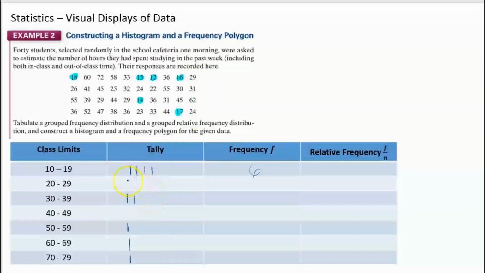29 fits in the 20s. 26 fits in the 20s. 41 fits in the 40s. Are you getting tired of this? 45 fits in the 40s. 25 fits in the 20s. 32 fits in the 30s. 24 fits in the 20s. 22 fits in the 20s.